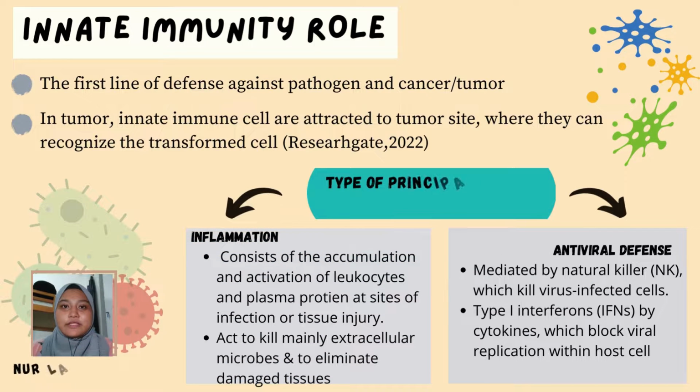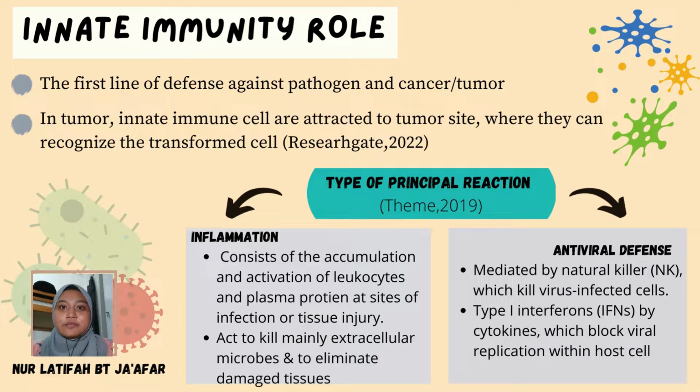The immune system serves as the first line of defense against pathogens and cancer. It blocks microbial invasion through an epithelial barrier, disrupts many microbes that do enter the body, and is capable of controlling and even eradicating infection. In tumors, innate immune cells are attracted to the tumor site, where they can recognize the transformed cells. The types of reaction of the innate immune system are inflammation and antiviral defense. Inflammation consists of the accumulation and activation of leukocytes and plasma proteins at the site of infection or tissue injury. These cells and proteins act together to kill mainly extracellular microbes and to eliminate damaged tissue.